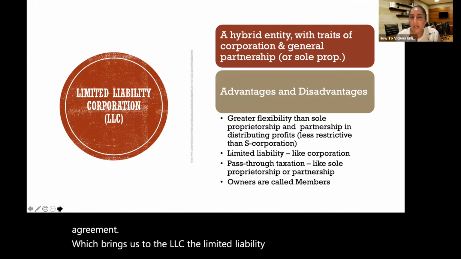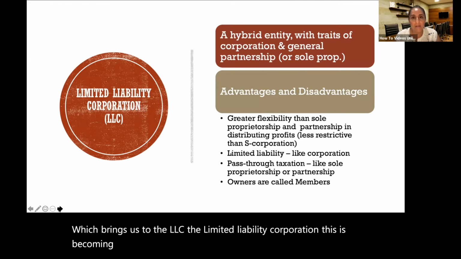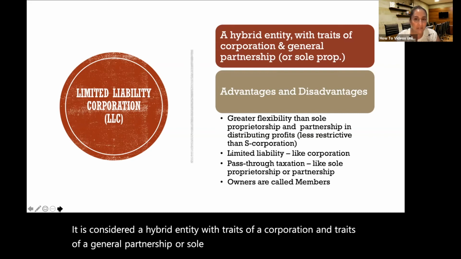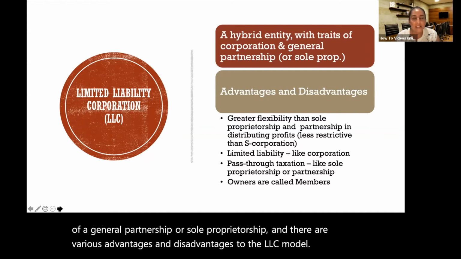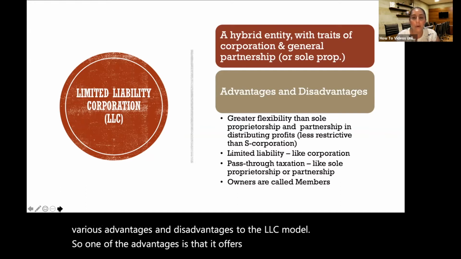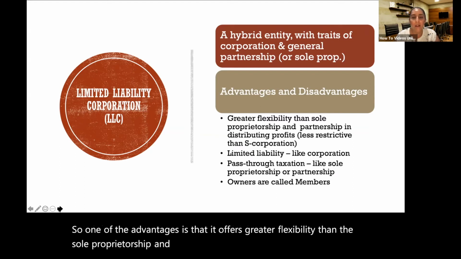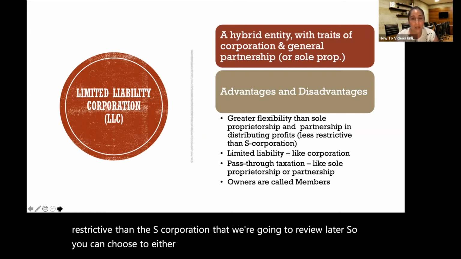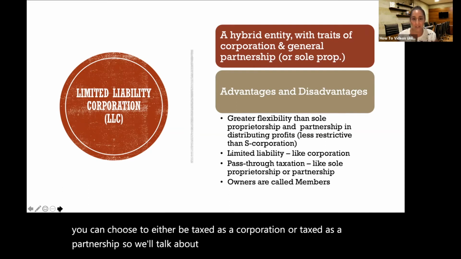Liability Corporation. This is becoming the most popular form of incorporating small businesses. It is considered a hybrid entity with traits of a corporation and traits of a general partnership or sole proprietorship. And there are various advantages and disadvantages to the LLC model. So one of the advantages is that it offers greater flexibility than sole proprietorship and partnership in distributing profit and is less restrictive than the S corporation that we're going to review later. So you can choose to either be taxed as a corporation or taxed as a partnership. So we'll talk about later why you might make either decision.